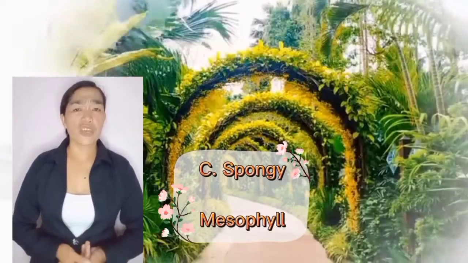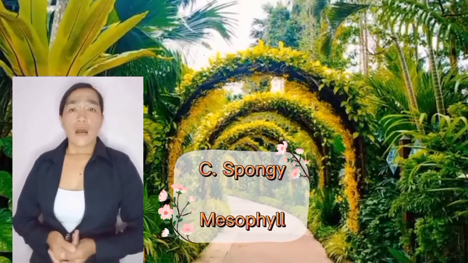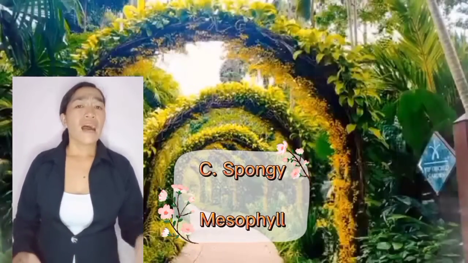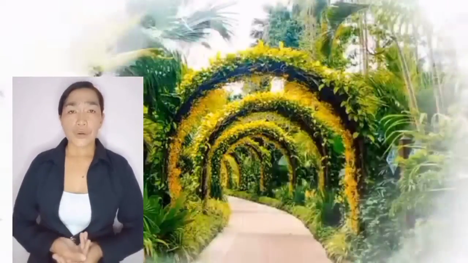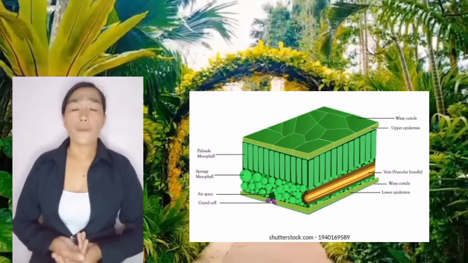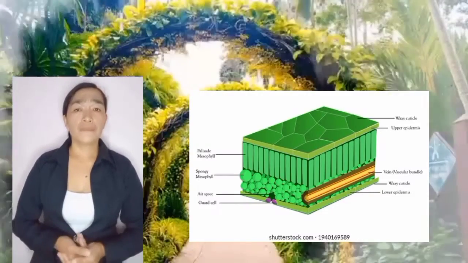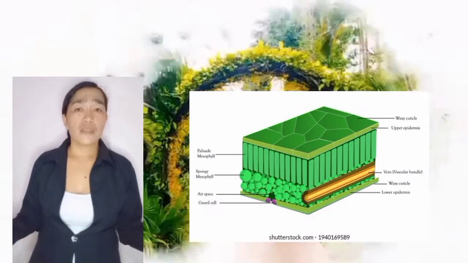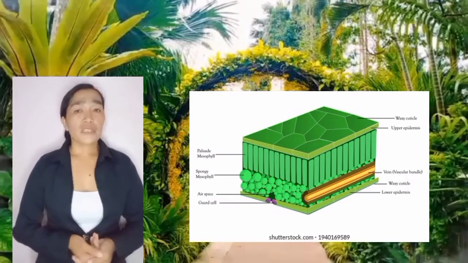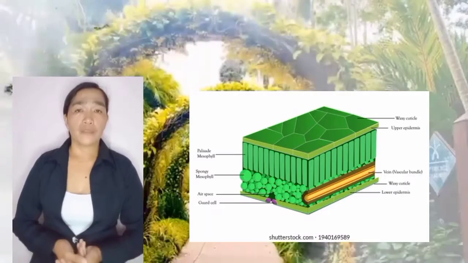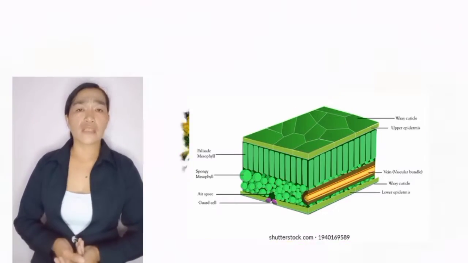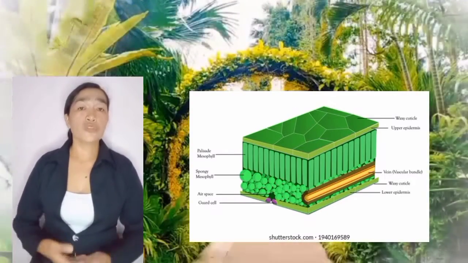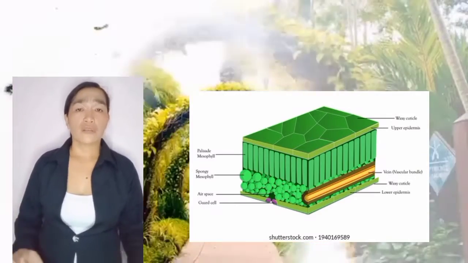What is spongy mesophyll? Spongy mesophyll has mesophyll tissue comprising cells of irregular shape, some of them lobed, separated by large spaces in which the atmosphere is humid. Spongy mesophyll is the site of gaseous exchange for photosynthesis and respiration.